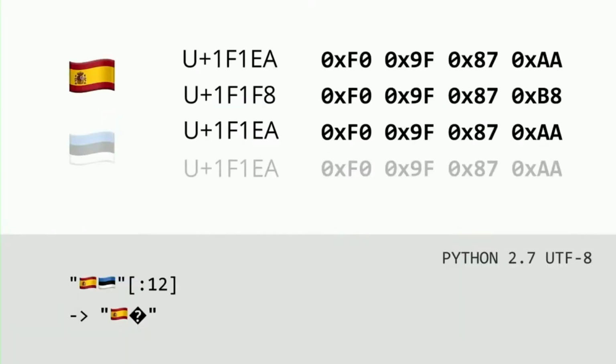But it can also happen in examples like in Python 2.7, if you were to take the first 12 characters of this string here, you end up breaking the second flag and leaving some broken data in the string, which if you output it in a UI is going to give you this kind of broken character icon.